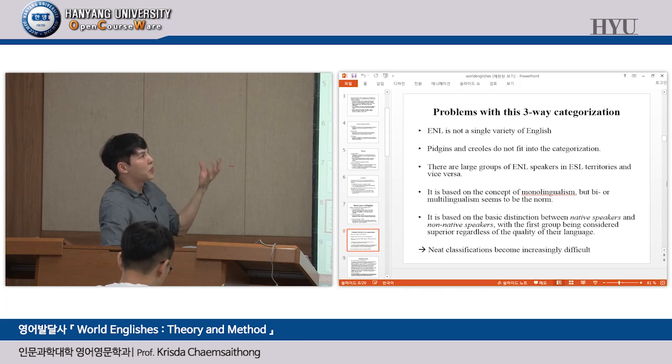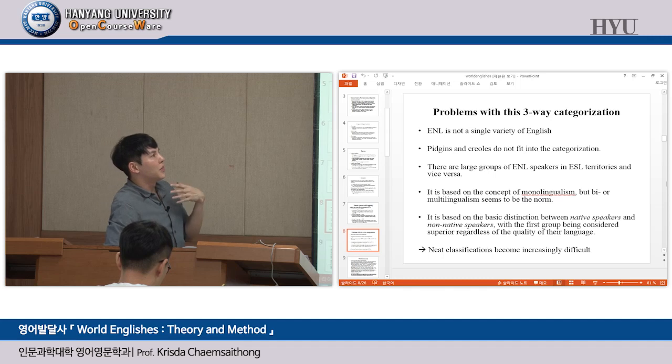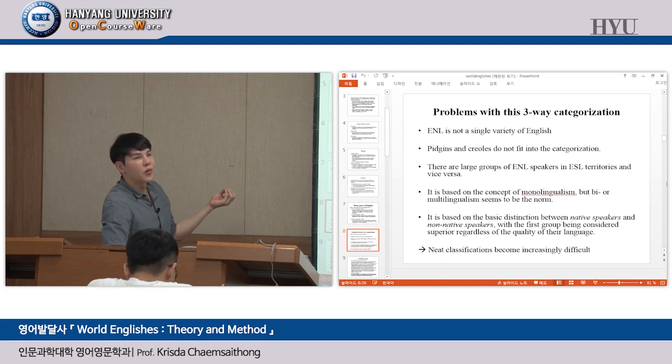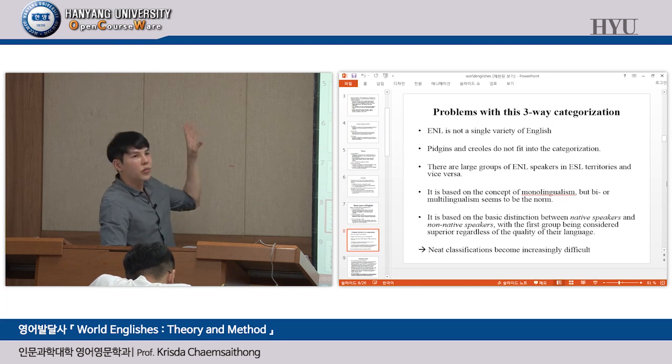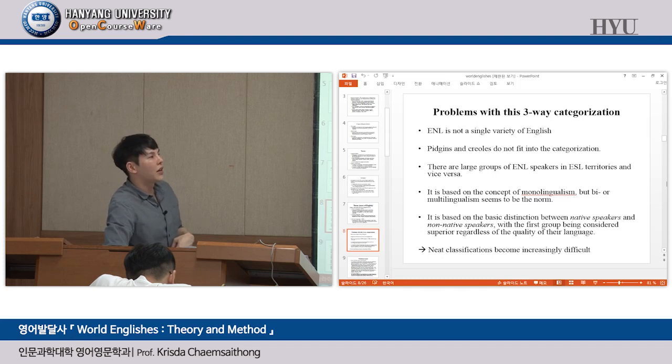That it purports to be, that it may seem to be, right? Pidgin and Creoles do not fit into the categorization I just said, right? Hawaiian Creole, for example, or Jamaican English, and so on, right? That kind of English doesn't fit neatly into this three-way categorization. And there are a large group of ENL speakers in EFL territories and vice versa, right?